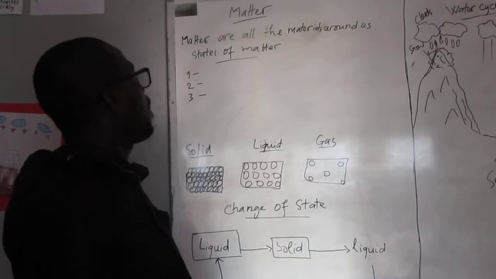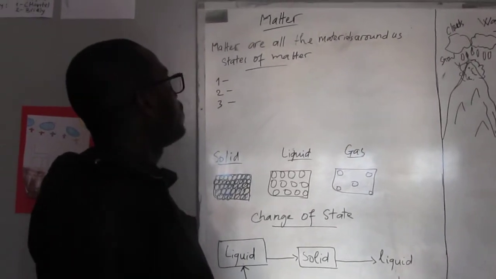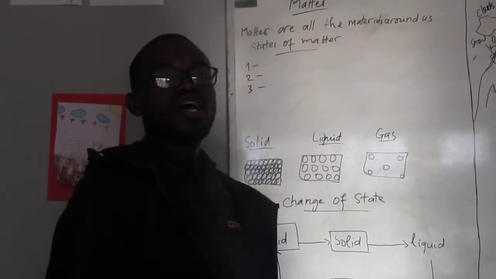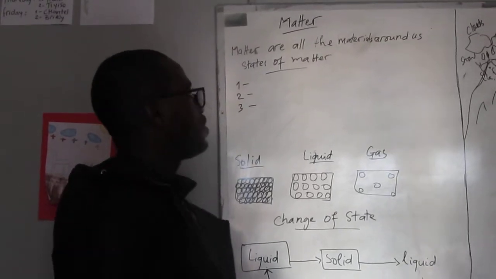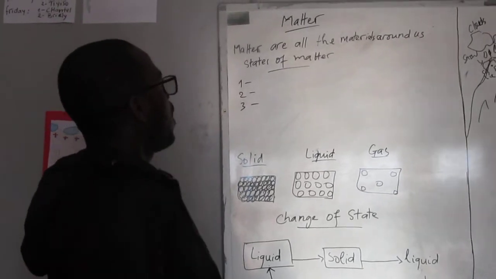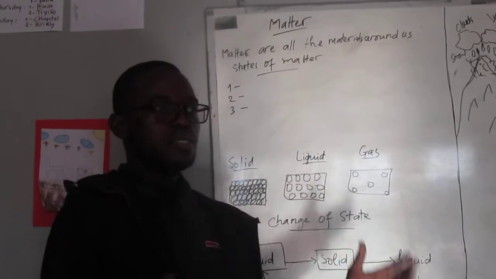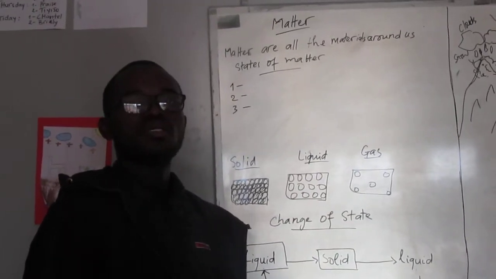Today we will speak about natural science, grade 4 and grade 5, even grade 6 as well. We'll see matter. And matter is all the materials that are around us. All the materials around us is called matter.